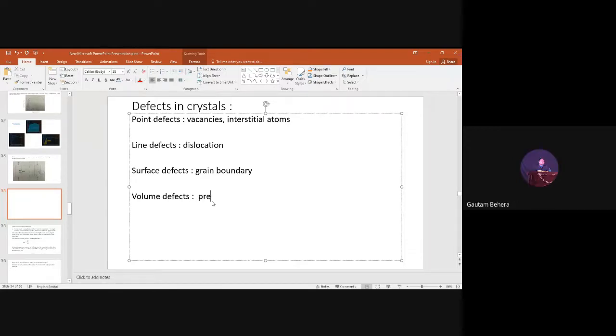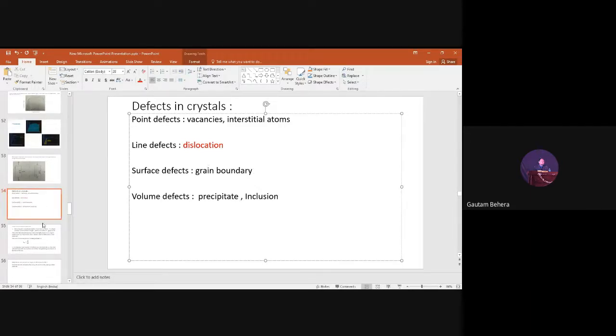It can be a precipitate. Inclusions. Void can be, yes. Precipitates, inclusions and all. Okay, anyways, so basically from all these defects, this most important defect is this one, which is sometimes good and sometimes bad.